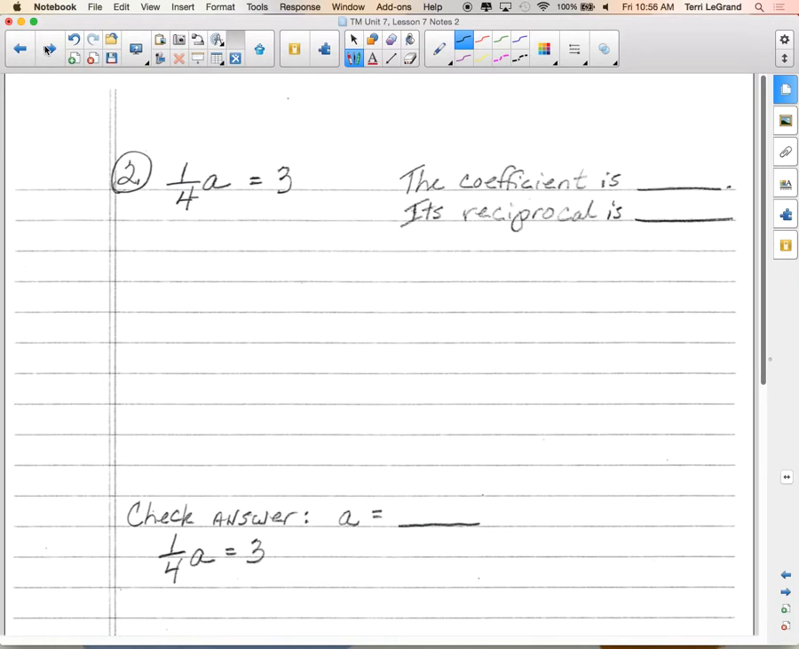Hannah, would you tell me what the coefficient is, please? 1/4, okay. Derek, would you tell me what its reciprocal is? 4 over 1, okay. Anybody want to disagree, challenge, convince us otherwise? Okay. Well, then that means what are we going to do? If the coefficient is 1/4 and its reciprocal is 4 over 1, what are we going to do?